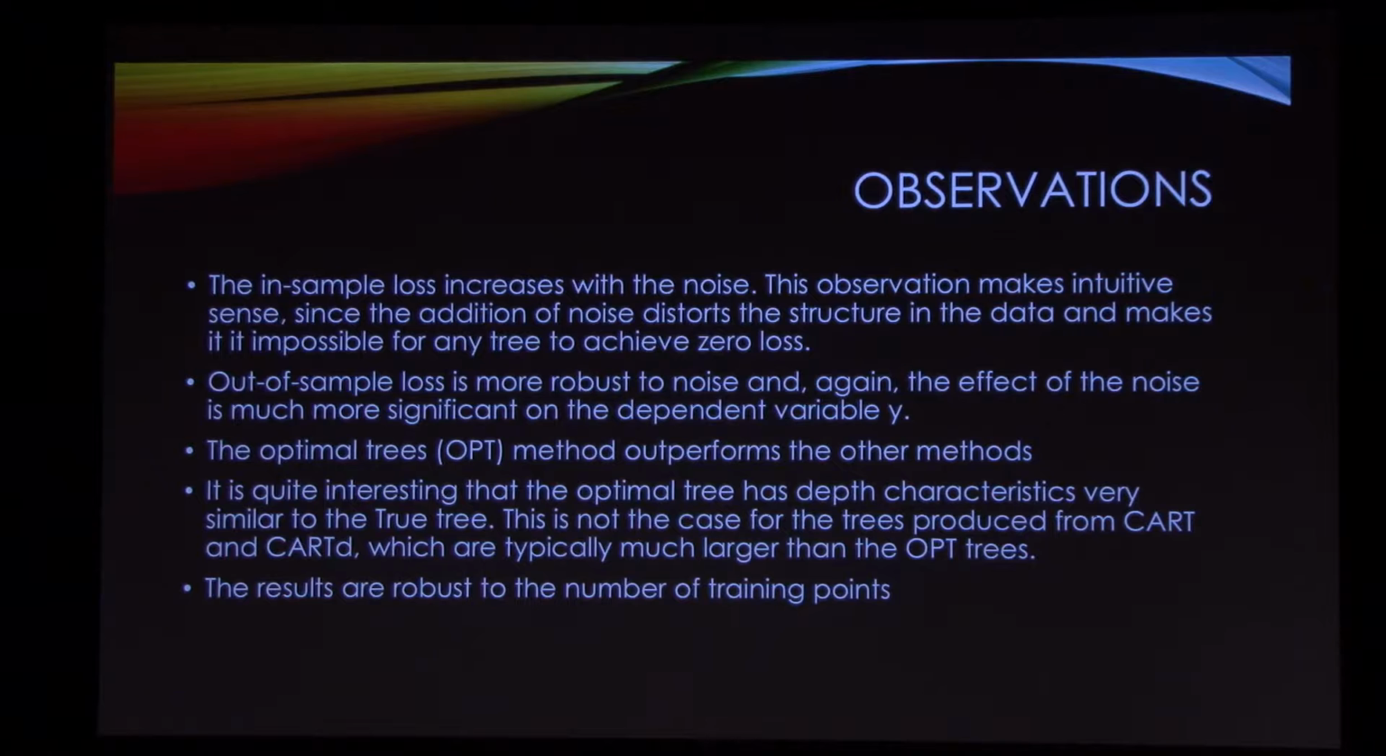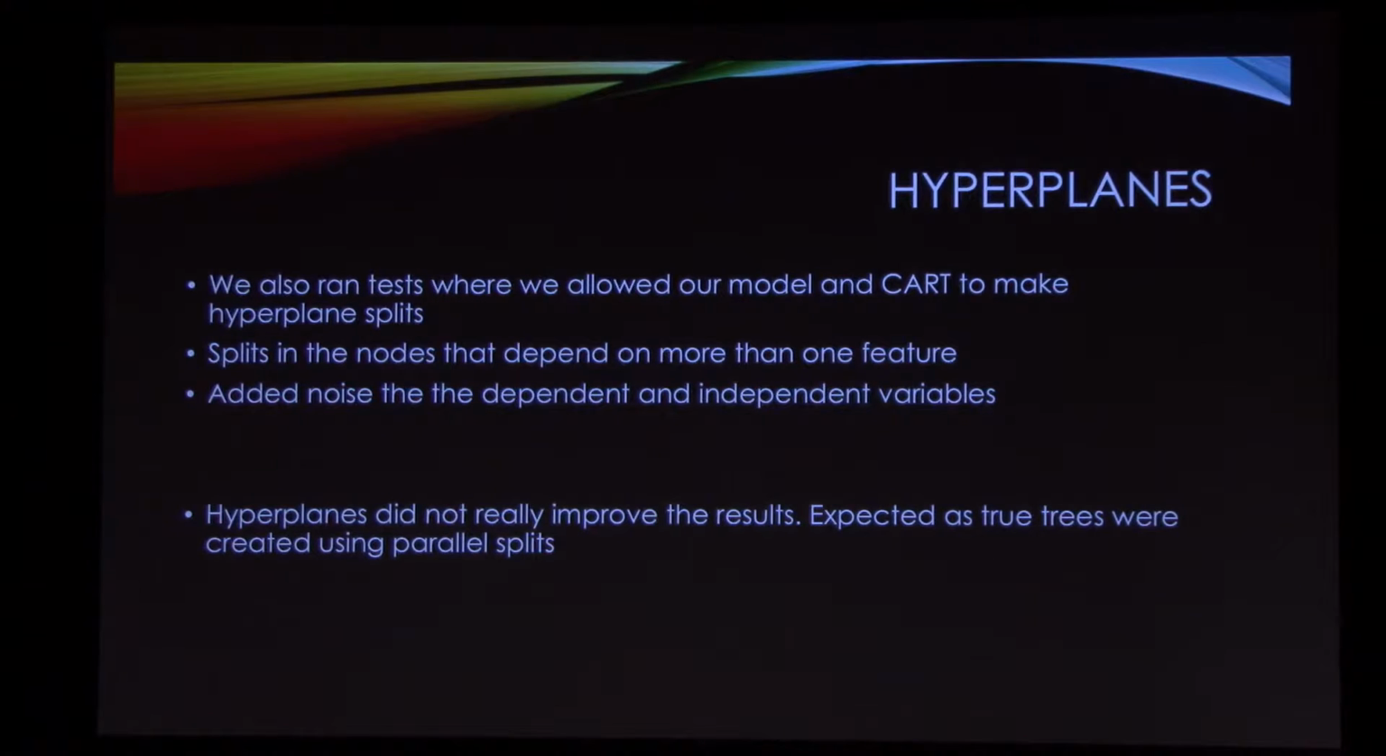And furthermore, the results are robust to the number of training points. So we can see in the previous slide that even when we have a small number of training points, we can still get good results. We also ran a couple of tests using hyperplanes, so that means that we allow our decision trees to split using multiple features, but this didn't actually improve our results too much, and we believe this is mostly due to the fact that our true tree was still created using parallel splits or single splits.